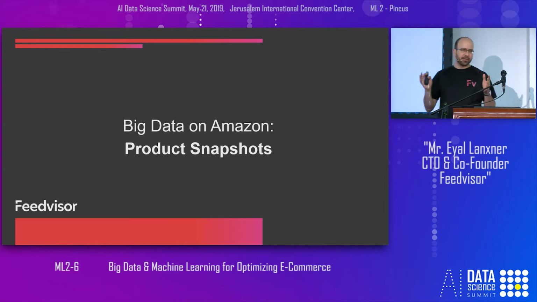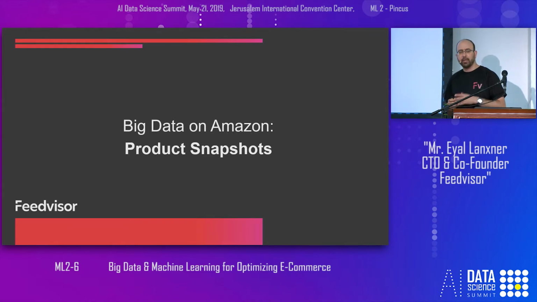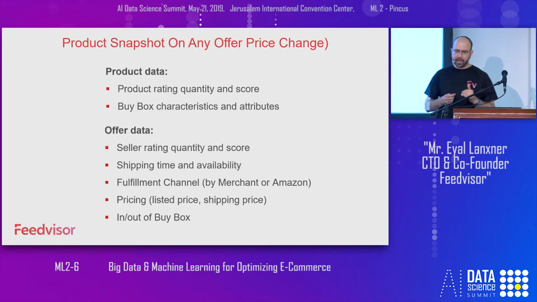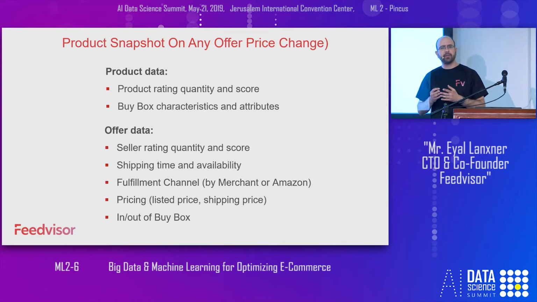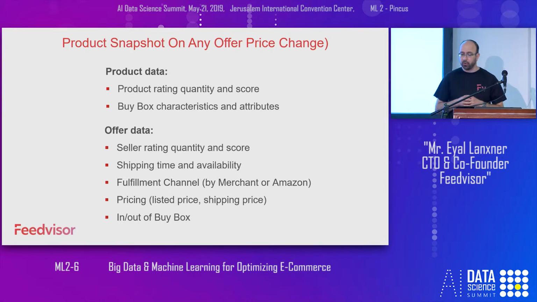A little bit on the data that is provided by Amazon as a marketplace, a very, very large volume of data. Specific data here that we're talking about, product snapshots. A product snapshot is delivered and pushed to us, as managing our customer's portfolio, each time that a price was changed in the arena of one of our managed ASINs, managed products. It contains general product data like the product rating, quantity, and score, and about the buy box characteristics, who's currently in the buy box, and their attributes.